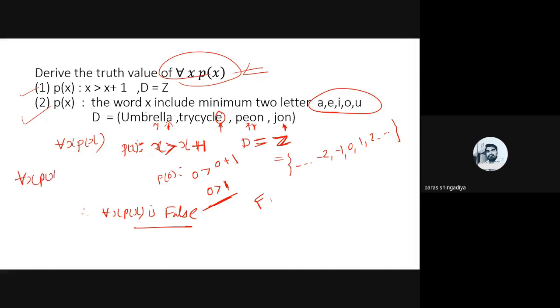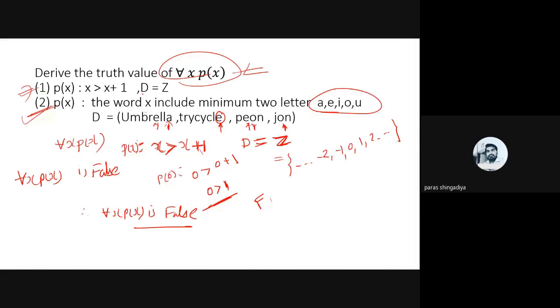For every x, P(x) is false. And why is it false? Because in Tricycle, it does not include two letters, it includes only one letter. Then after that, John, the last word, also includes only one letter. So that is the one theoretical form example. That is a mathematical form, and here is the answer we can take.